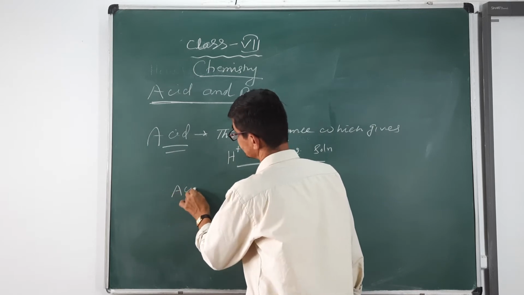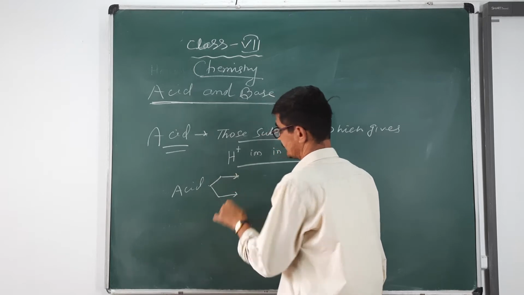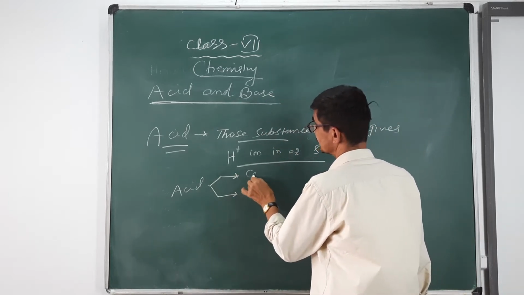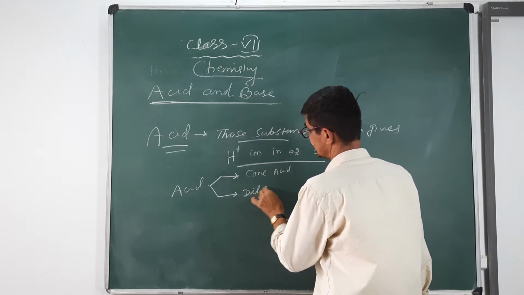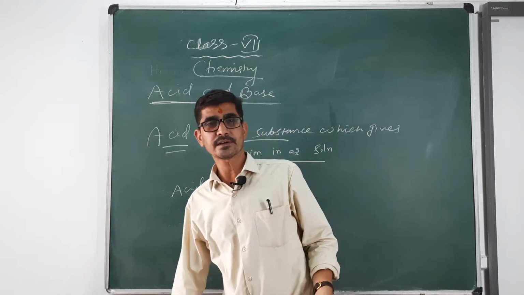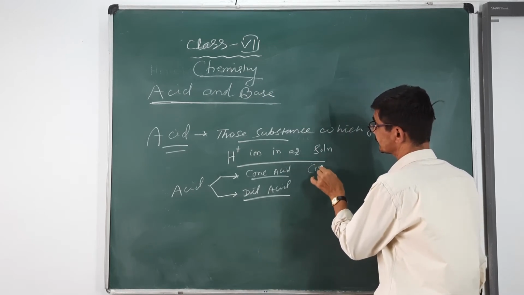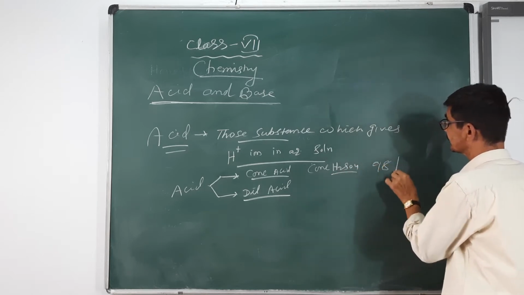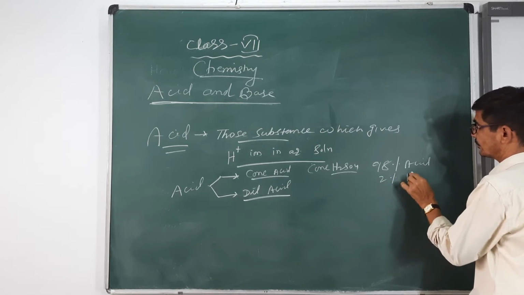Acids are generally of two types: concentrated acid and dilute acid. In case of concentrated acid, suppose concentrated sulfuric acid, it means 98% acid and 2% water.